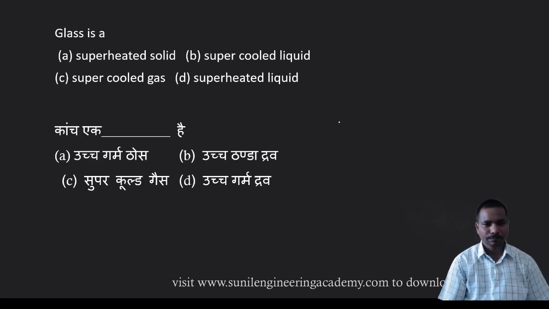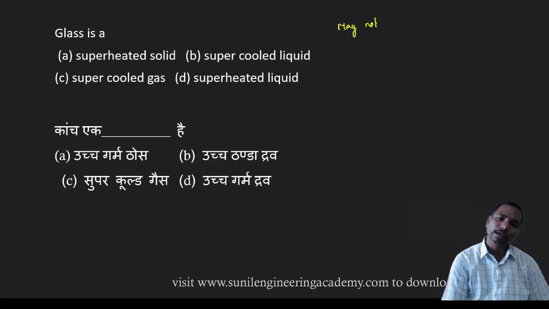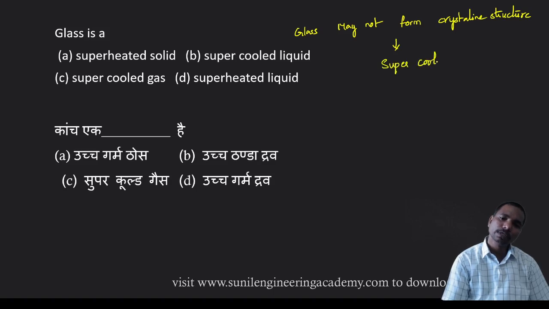Glass is a dash. Glass may not form a crystalline structure. So that's why it is called a liquid only. But it is a super cooled liquid. If you cool the liquid of glass, it will form the hard one. So that's why it is called a super cooled liquid. So the answer is option B only.